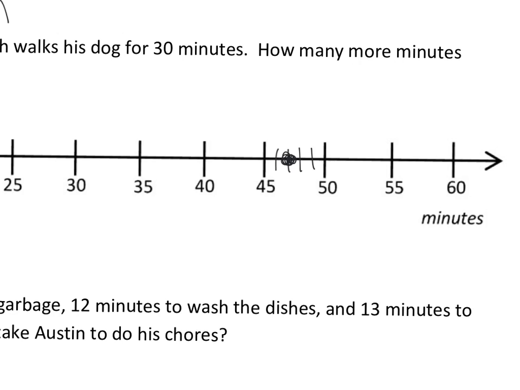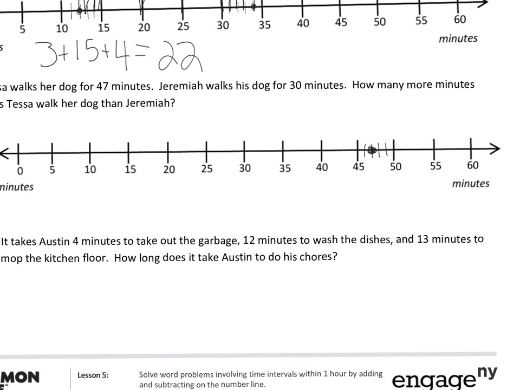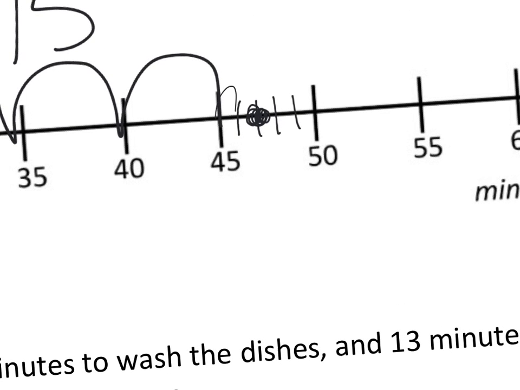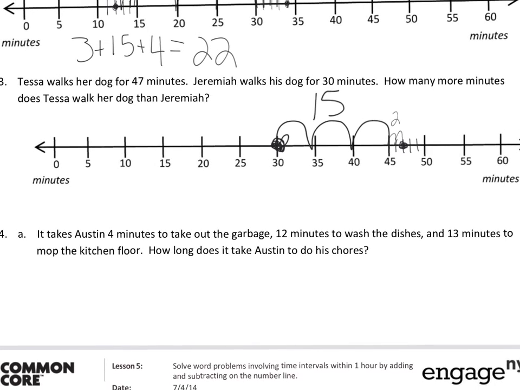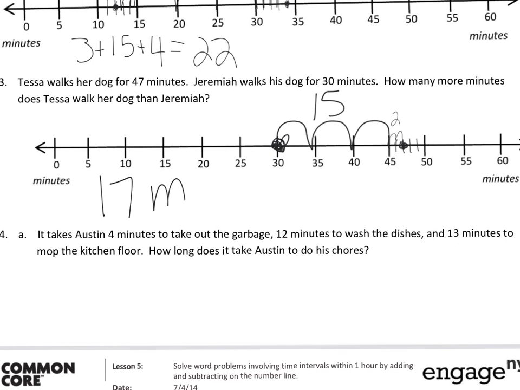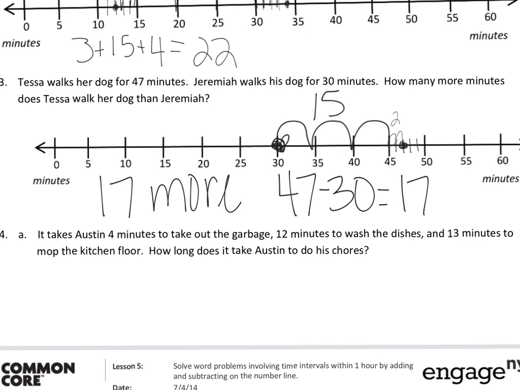Now 30 is a really nice number to find on my number line because it's already there. Okay, 30. Now all I have to do is jump in between 30 and 47. 30 is on a 5, so I can start by my 5s. 5, 10, 15. Now my minute jumps. 16, 17. How many more minutes does Tessa walk her dog than Jeremiah? 17 more minutes. And I can also do 47 minus 30 equals 17 as my math problem, because how many more means that I'm doing subtraction.